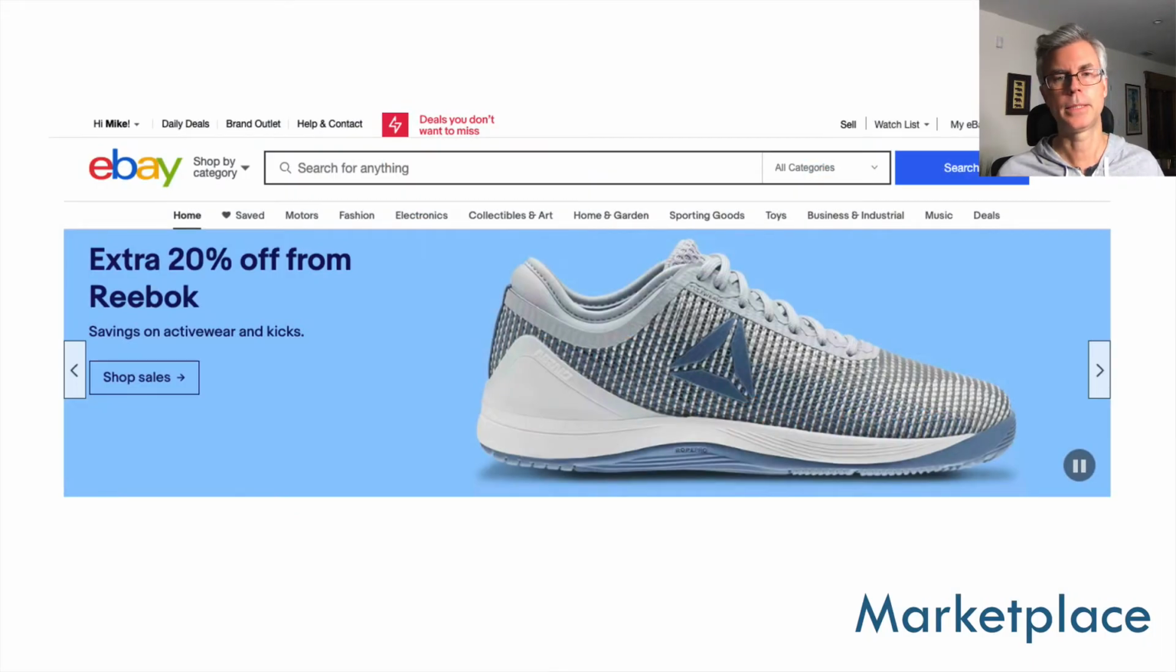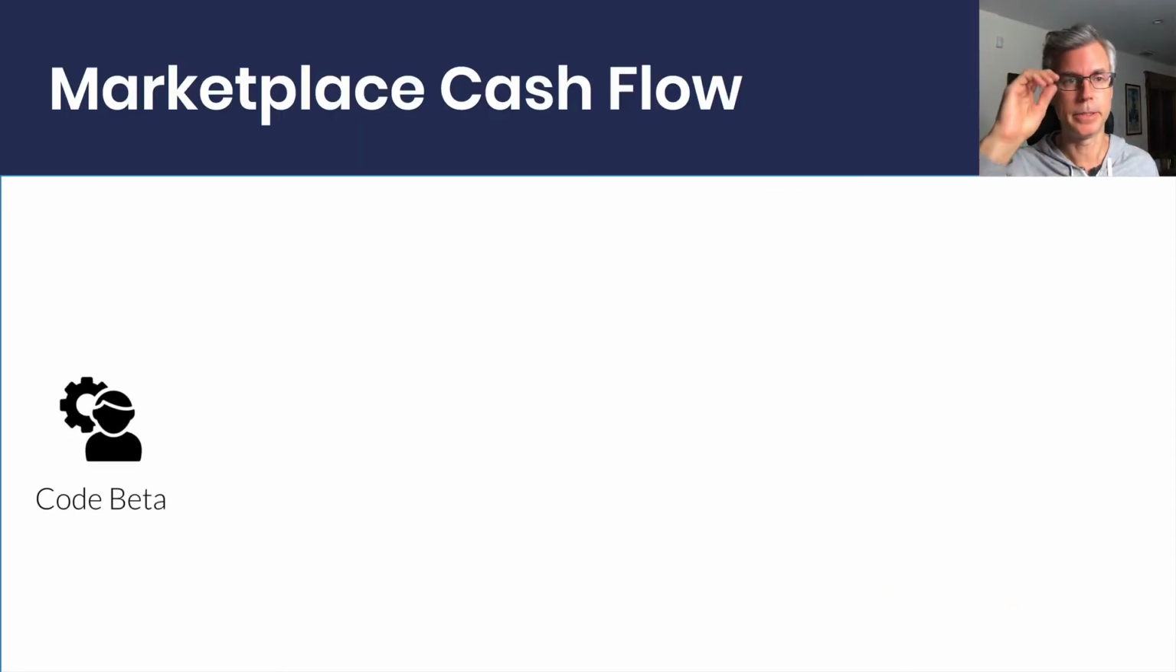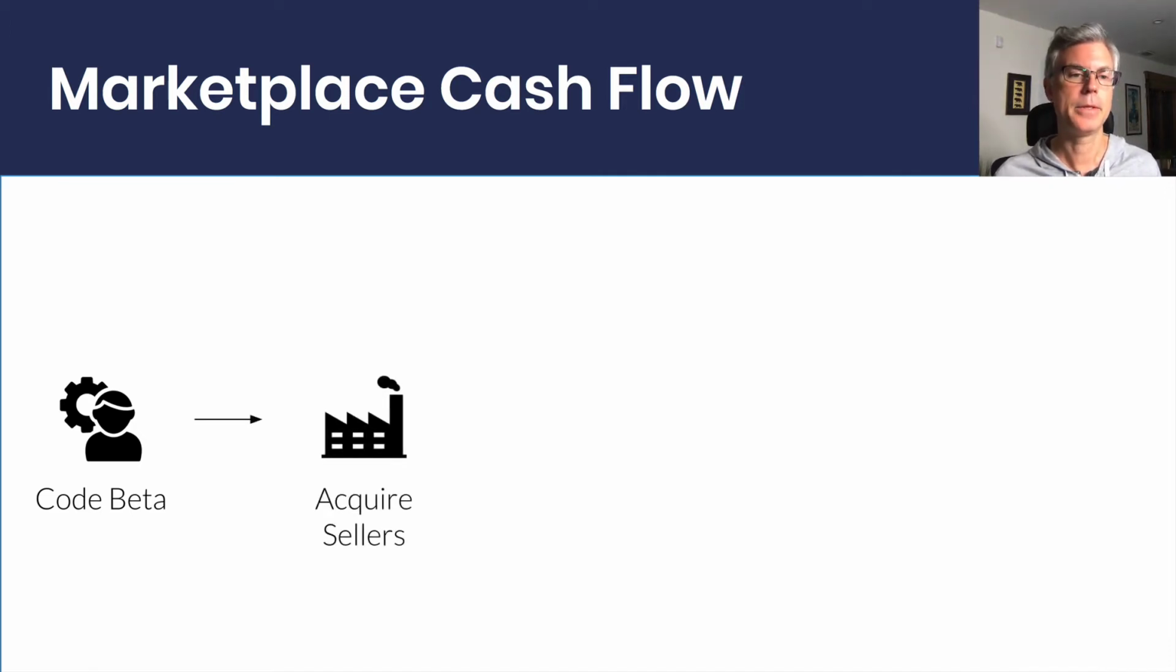So let's take a look at something like eBay, for example. And when you're starting this business, the first thing you need to do is create some kind of software. So you code a beta version of the software. Then you need to acquire enough sellers that your marketplace becomes attractive. This is typically the way the marketplaces are started.